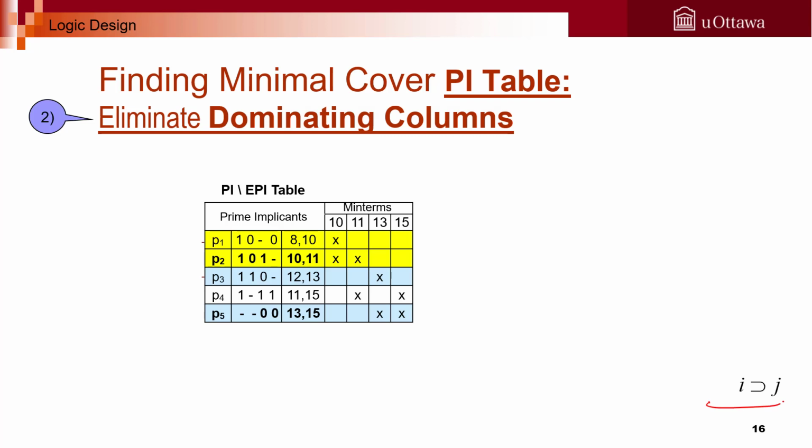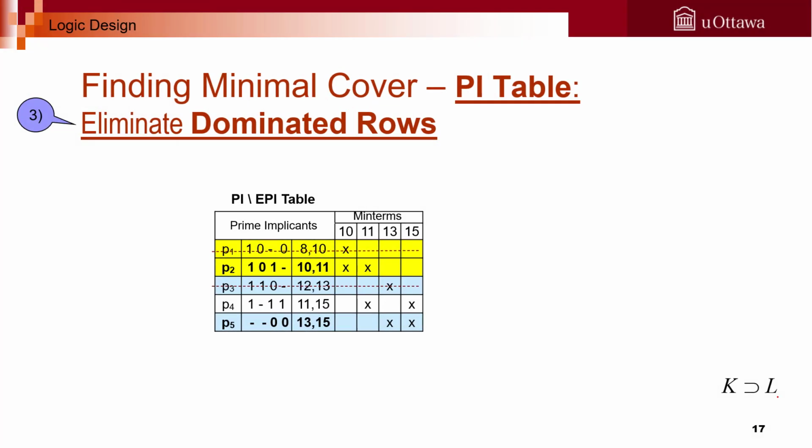So the notation of dominating is, as we can see, I and J, okay, guys? What does that mean? That means I have to take a look at this example, and based on that example, I'm going to apply the dominated rows. In the dominated rows I have K and L, okay. A row K of a prime implicant table is said to dominate another row L of the same table if row K has check marks X, okay? So why did we say that? P2 dominates P1. Why? Because P2 has more checks that cover multiple minterms. Okay?